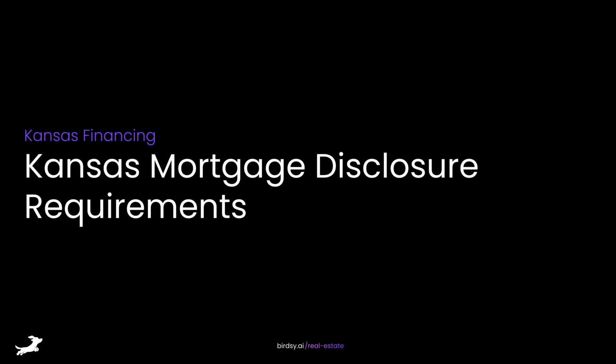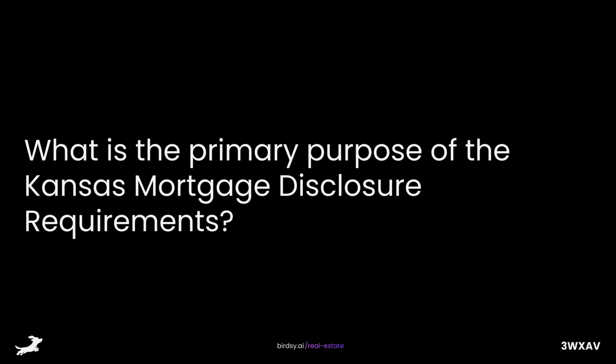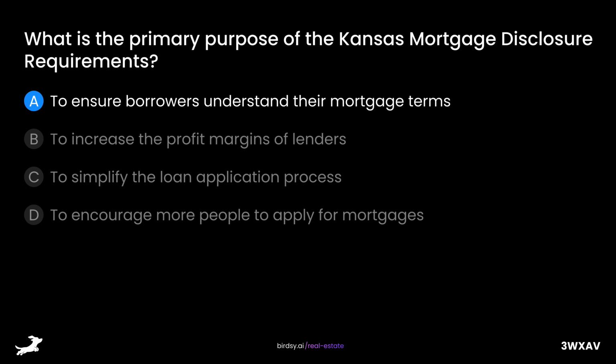Kansas mortgage disclosure requirements. What is the primary purpose of the Kansas mortgage disclosure requirements? Is it A, to ensure borrowers understand their mortgage terms, B, to increase the profit margins of lenders, C, to simplify the loan application process, or D, to encourage more people to apply for mortgages? The answer is A, to ensure borrowers understand their mortgage terms.